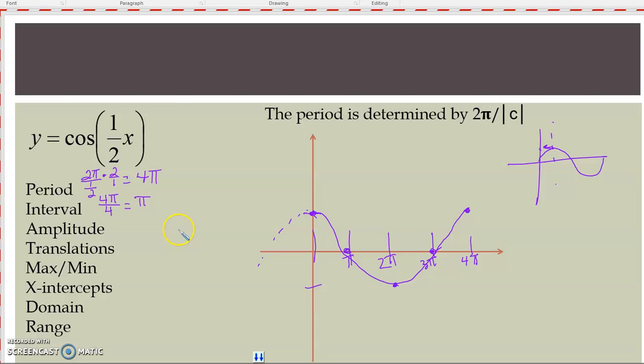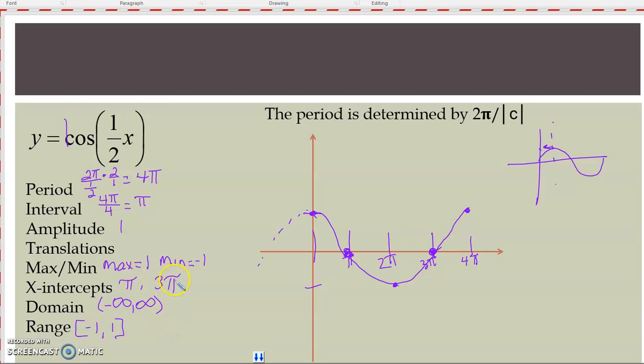Alright. So we want to be able to name all the parts. Our amplitude, remember, is right in front of the function, still 1. We didn't do any other kind of translations. Our maximum is +1, and our minimum is -1. That gives us our range, -1 to 1. Domain is all real numbers for every one of them. And then your x-intercepts, if you happen to cross x, we want to know what that is if it's on one of our critical points. So we crossed x at pi and 3 pi.